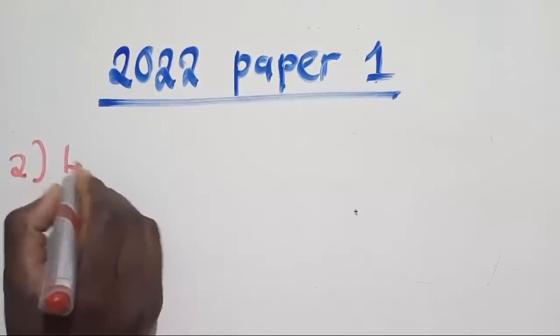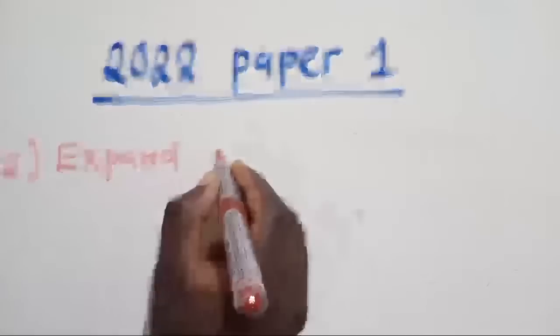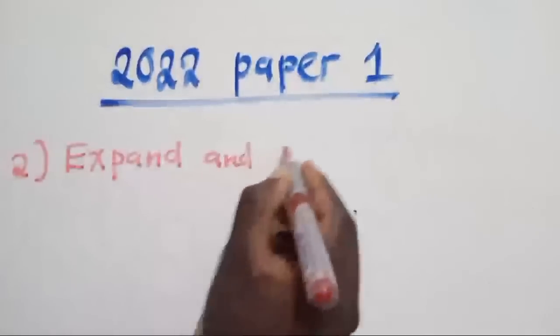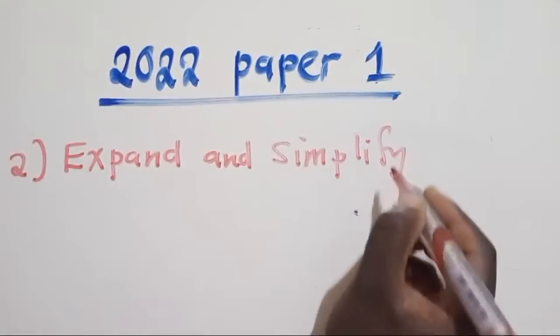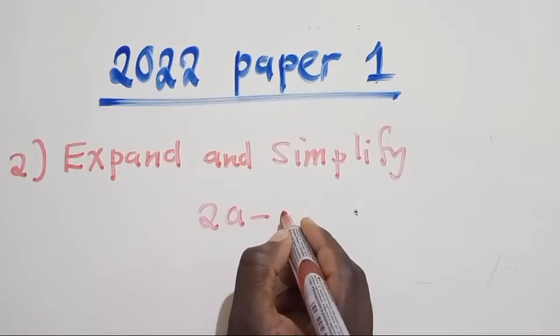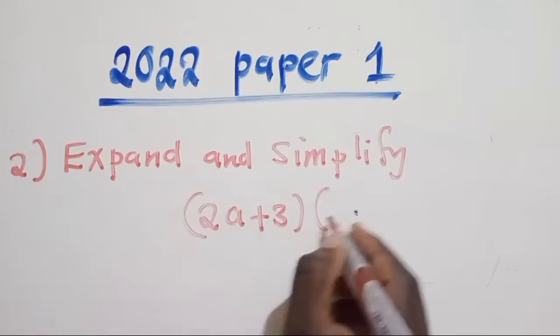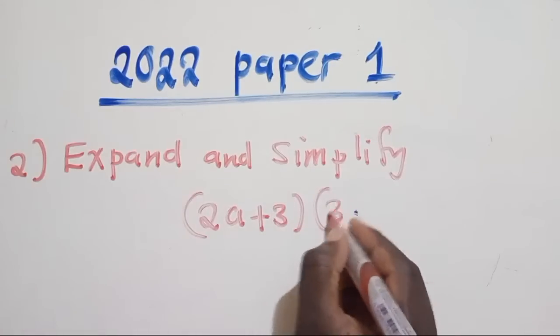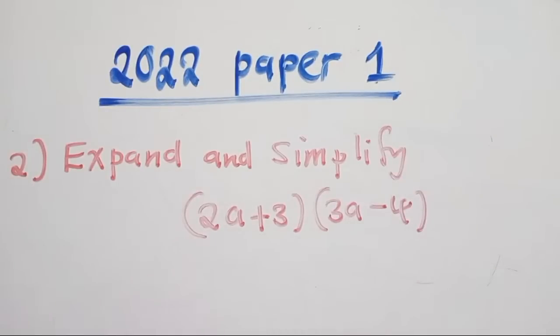They said expand and simplify. So we have 2a minus, plus 3, inside the brackets. There we have 3a minus 4. So now how do we simplify and expand? How do we simplify and expand?